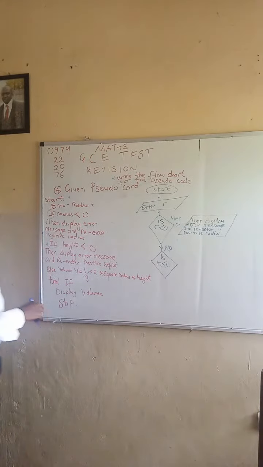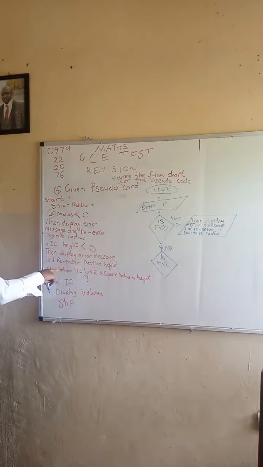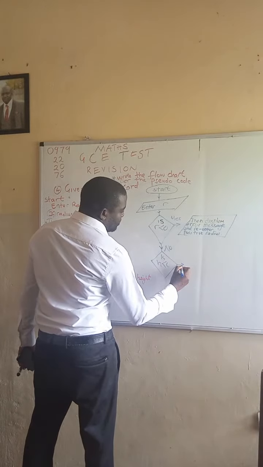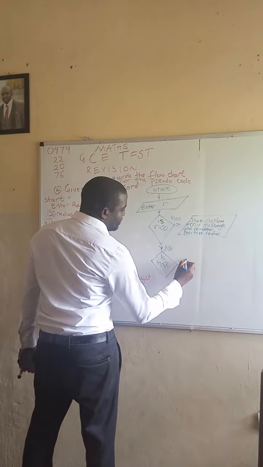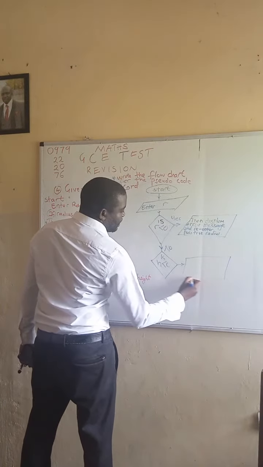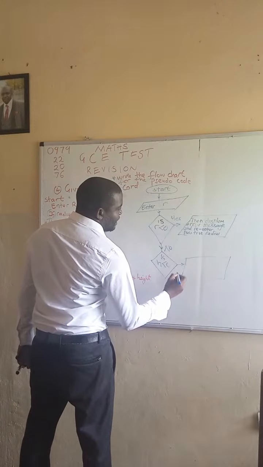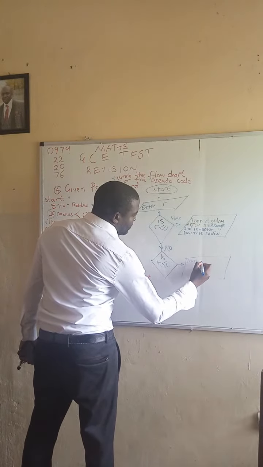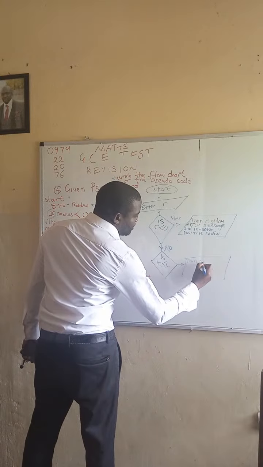Also, this one again has got the same message. Display error message and retype positive height. Same thing also this end. It goes like that. It also goes like that. Then display.